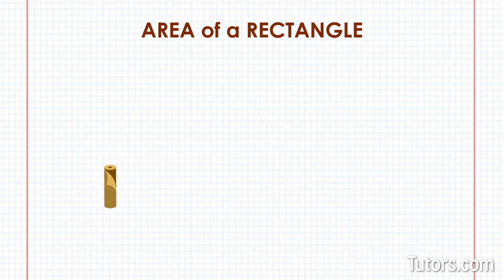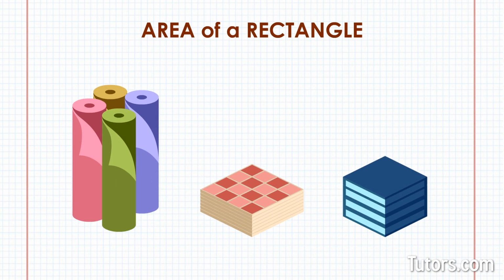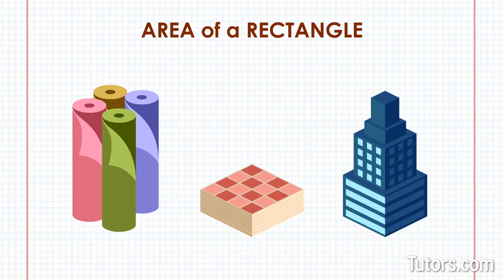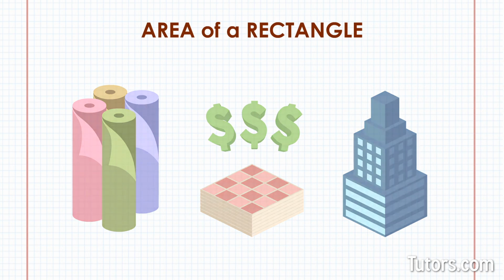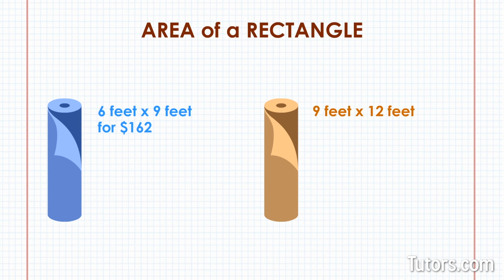Area is often connected to pricing. Carpet is sold in square yards or square meters. Floor tiles are sold by the square foot. Even things like new building construction and rental properties are calculated as cost per square foot or square meter. Knowing how to find the area of a rectangle can help you find bargains and avoid wasting money. Let's try one like that. You have 2 area rugs. The blue rug is 6 feet by 9 feet for $162. The brown rug, 9 feet by 12 feet for $243. Which gives you the lower cost per square foot?